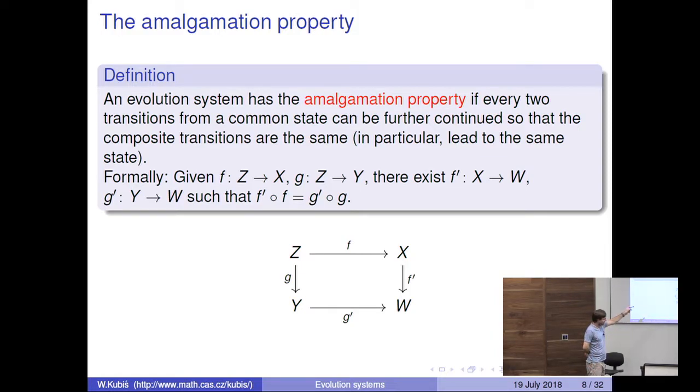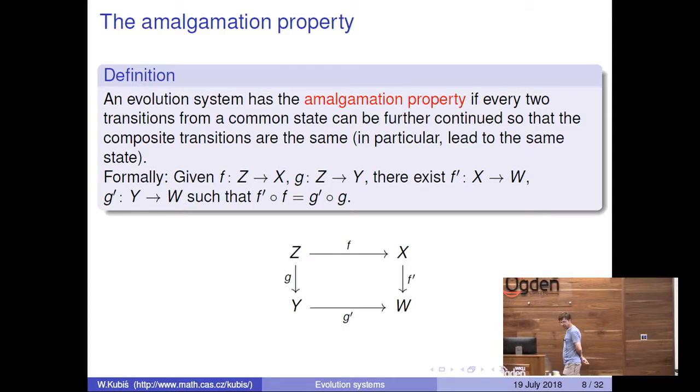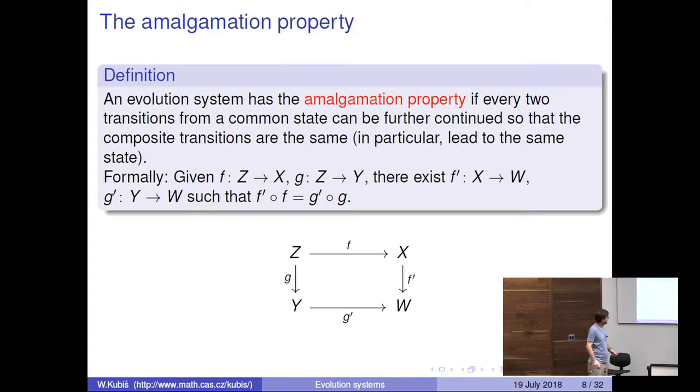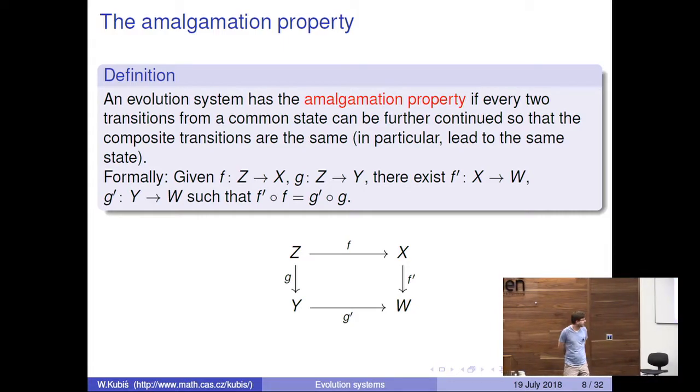So you start with some object Z, or state. You have two transitions F and G. The amalgamation property tells you that you are always able to continue these transitions by some F prime, G prime, so that not only the resulting state is the same, but also the transitions become equal. So, if you take the category of sets with embeddings, one-to-one mappings, it's quite clear that it holds.